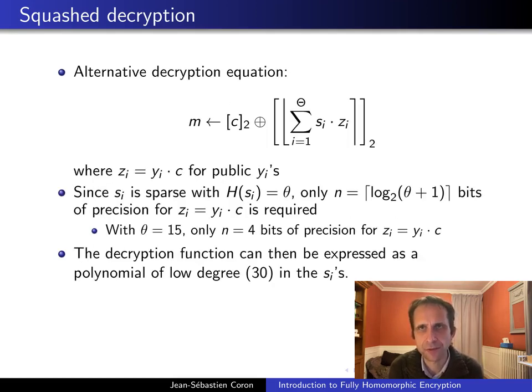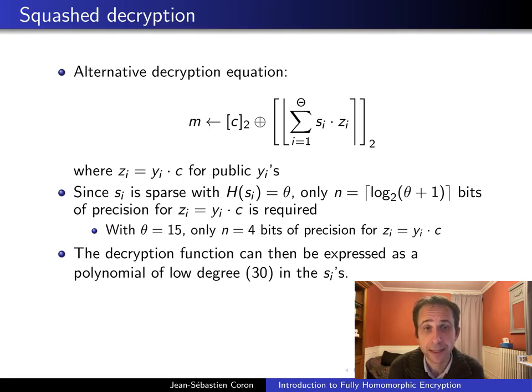And now the observation is that since the si's are sparse, we can actually use a very small amount of precision in the yi's times c. So we can rewrite this equation as zi equals yi times c, which we can compute given a ciphertext because the yi's are public. Since si is a sparse vector where only a small number are non-zero, for example we take only 15 non-zero values, we can use a limited number of precision. So we need only 4 bits of precision when theta is equal to 15. The formula is log 2 of theta plus 1 bits.